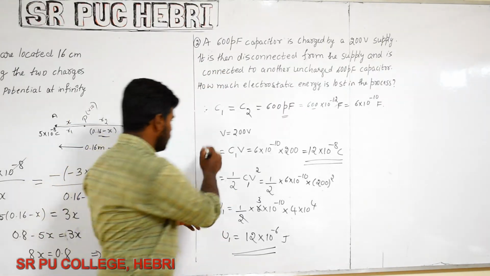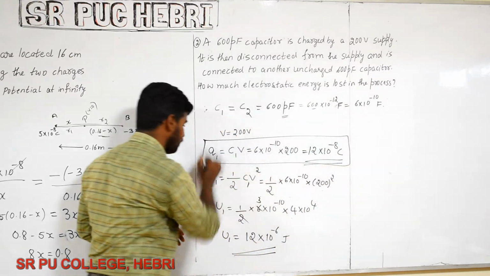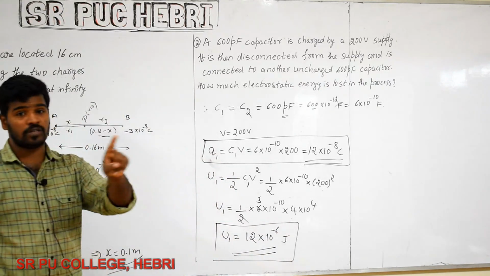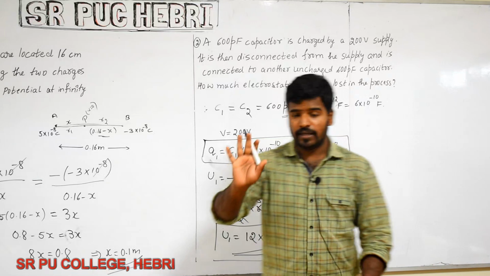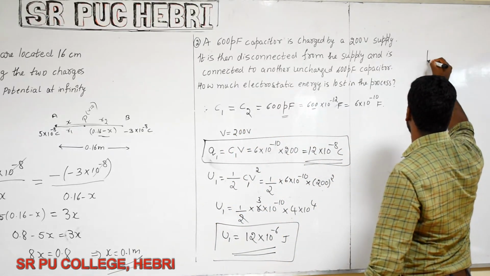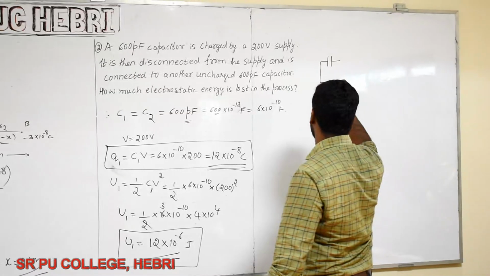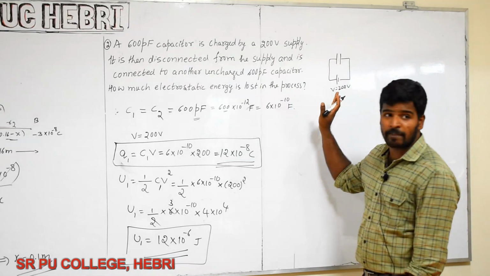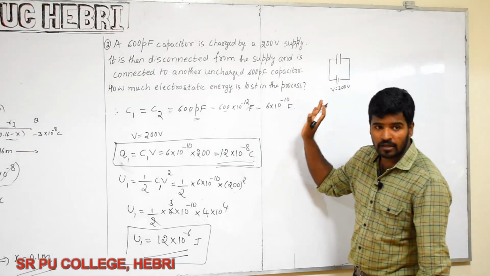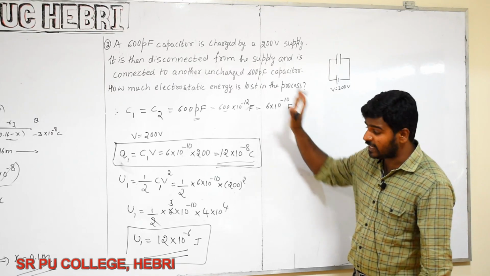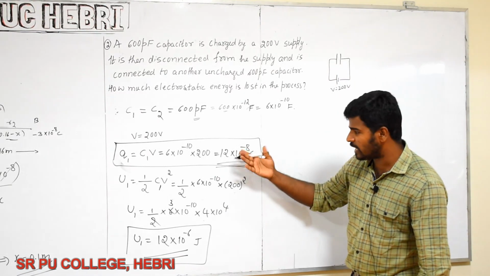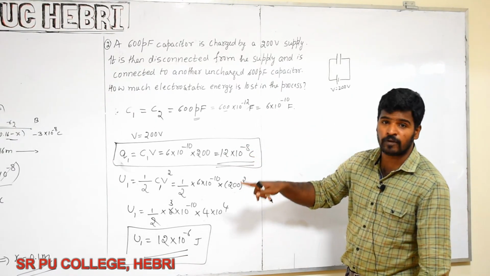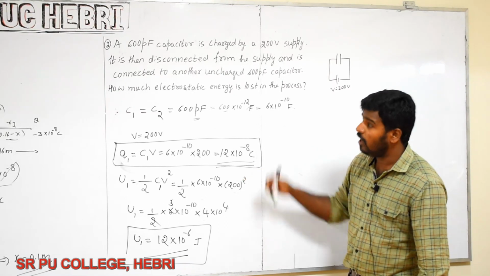These are the two steps: the value of Q1 as well as the value of the energy U1, because of the first sentence. What is the conclusion? A 600 picofarad capacitor, I will just draw a diagram here. A 600 picofarad capacitor is connected to V equal to 200 volt, which means the capacitor begins to charge, thus it gains energy. What will that charge be? 12 into 10 raised to the power minus 8 coulomb. What will that energy be? 12 into 10 raised to the power minus 6 joules. Is it clear? Now see the sentence.